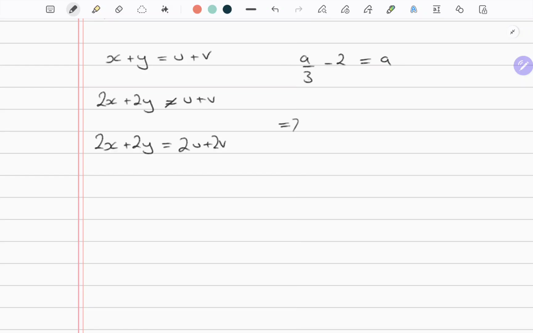So 3a over 3 is simply a, minus 2 multiplied by 3 is minus 6, and then 3 multiplied by a gives us 3a. In a later video, we'll look at how we solve these things, but right now we just want to learn how to multiply through by each side and why it might be useful. In this case, it was just to clear a fraction, and we might have something easier to work with now.